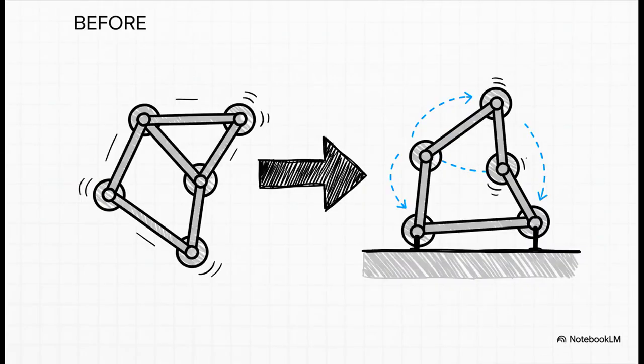Now, pay attention, because this is where the magic really happens. We take that floating kinematic chain, and we do just one simple thing. We fix one of its links. We nail it down, anchor it to something that doesn't move. The second we do that, everything changes. It's not just a chain anymore. It becomes a mechanism, a real device that can actually do work.